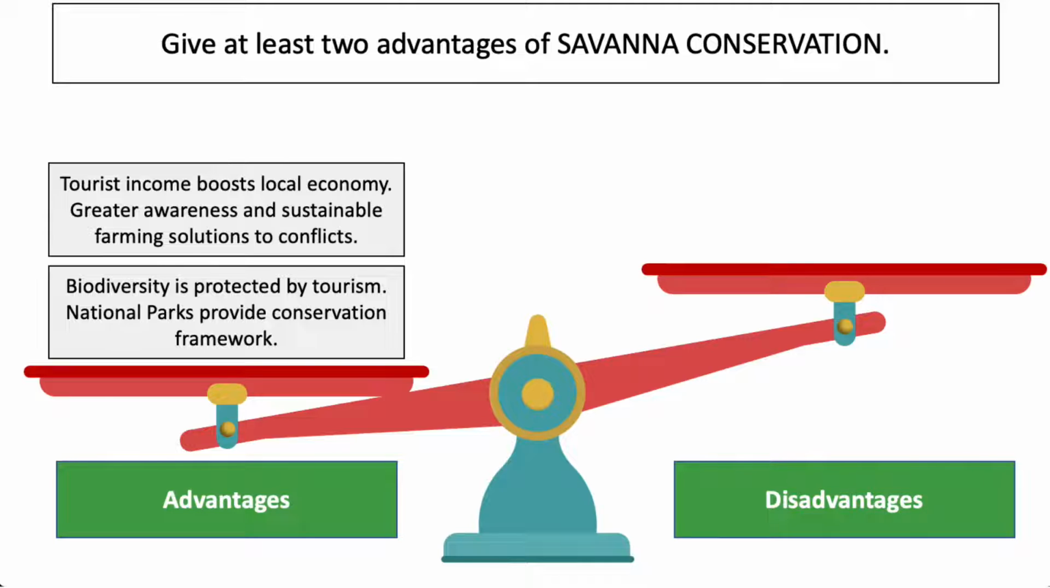We've also got greater awareness and sustainable farming solutions to conflicts. So that's one of the benefits that we could have suggested for Savannah conservation. Another one is biodiversity is protected by tourism. So the tourism income can go towards conservation efforts within the national parks. To be a national park, they also have conservation frameworks, so a list of things that need to be done to be considered a national park and to make sure that conservation is done effectively there. And also because they have the reliance of tourists coming to see this unique biodiversity, they're going to ensure that it's protected more.